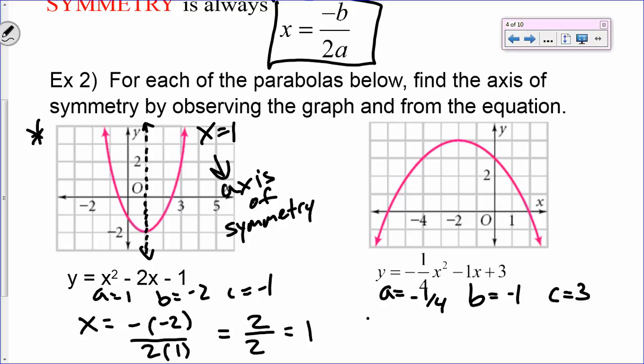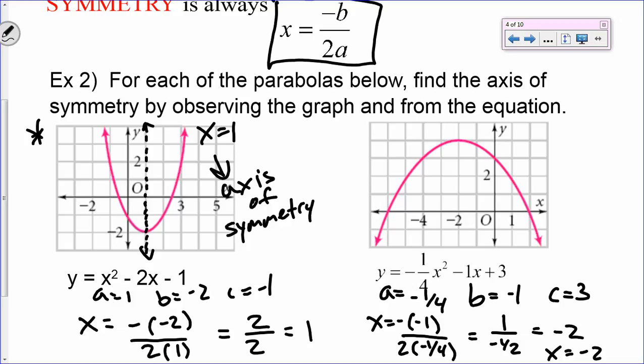Our formula again was x equals -b over 2a, so -(-1) over 2 times a, which is -1/4. So this simplifies to 1 over 2 times -1/4, that's -1/2. Which is 1 divided by -0.5, which will give us -2. So x equals -2. We are suggesting that x equals -2 is the axis of symmetry.